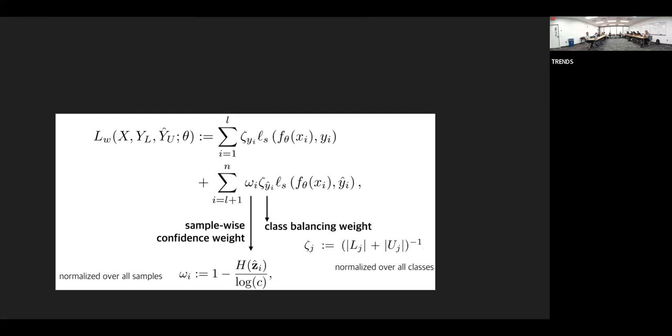J is a class. It's just dividing by the number of samples assigned to this class. It's just a complicated way to say a simple thing. Just normalizing by the number of labels. Yeah, one over this.